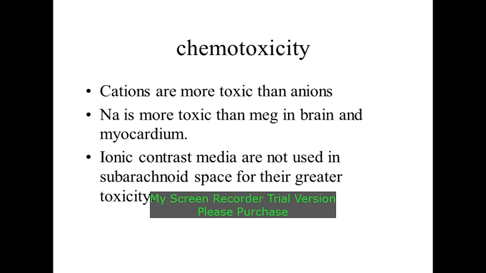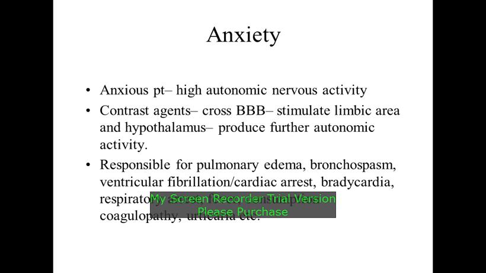Chemotoxicity. Cations are more toxic than the anions. Sodium is more toxic than the meglumine in brain and myocardium. Ionic contrast media are not used in subarachnoid space for their greater toxicity.